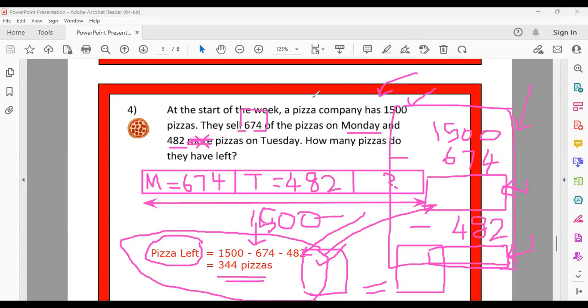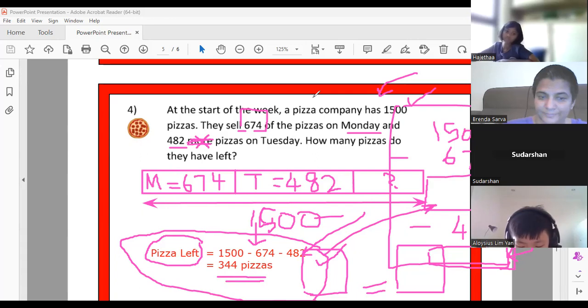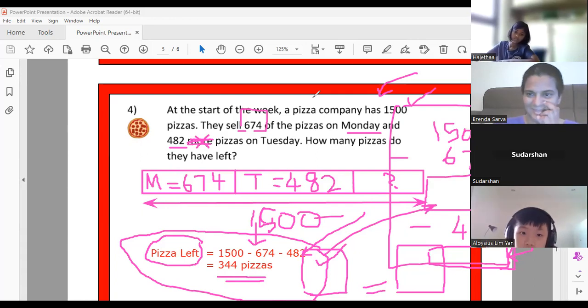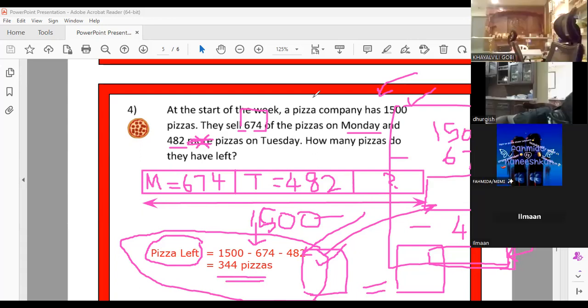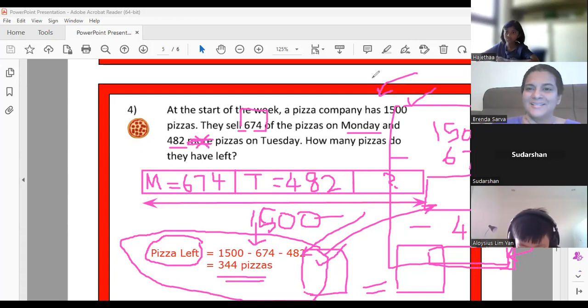Can I have a thumbs up if you understood this? Still doing. Okay, Hajita. Ilman, are you there? Good. Famida, good. Durgesh, can you follow? Kyle? Kyle, don't know where she went. Kyle went to take care of her sister, I think. Okay, good. So I'm going to clear. Can I clear now, guys? Clear the drawing, okay? Can, teacher.